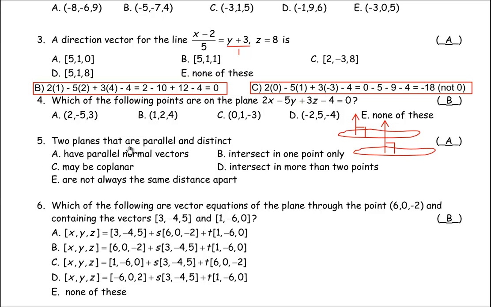For number 5, two planes that are parallel and distinct, and this is what parallel and distinct looks like.